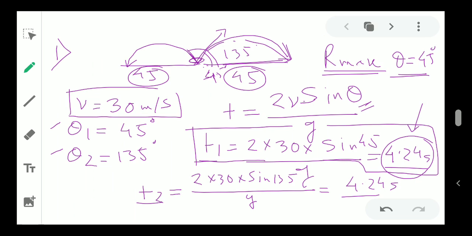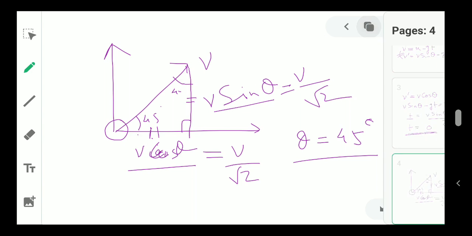That means you have seen here that my range will be the same for a given v when this sin theta will have the same value but for two different theta solutions. Like here we have gotten that sin theta equal to 1 maybe for two values of theta, one was 45 and one was 135.